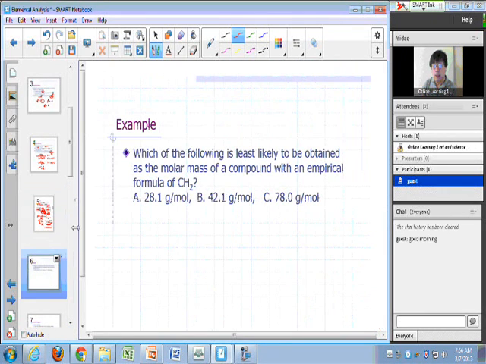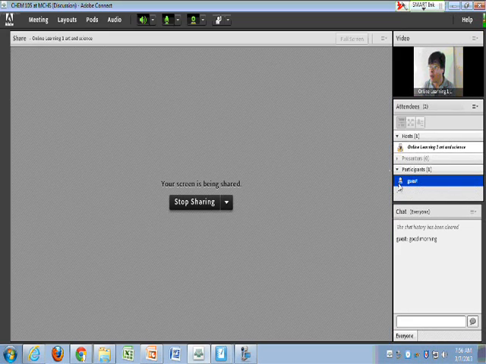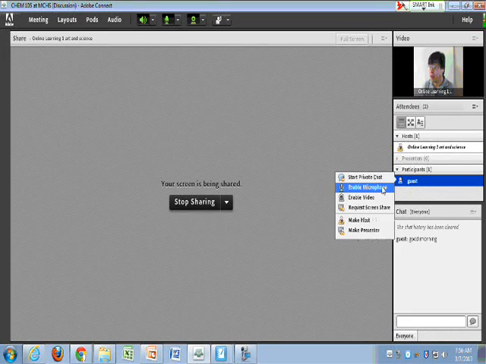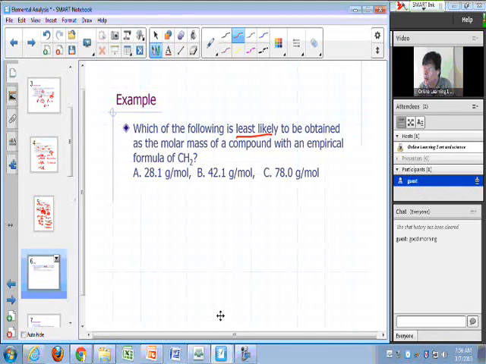All right, so here's a clicker question. Which of the following is least likely to be obtained as the molar mass of a compound with an empirical formula of CH2? Is it 28.1, 42.1, or 78.0? Ready with clickers?